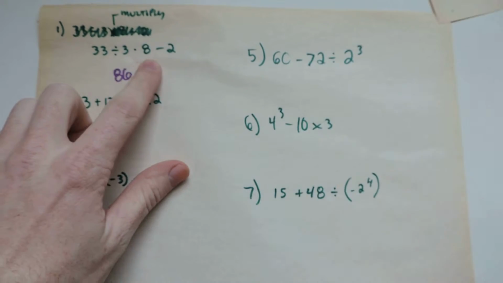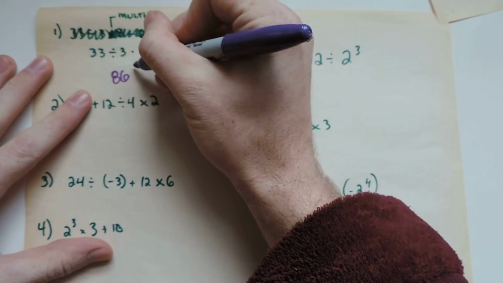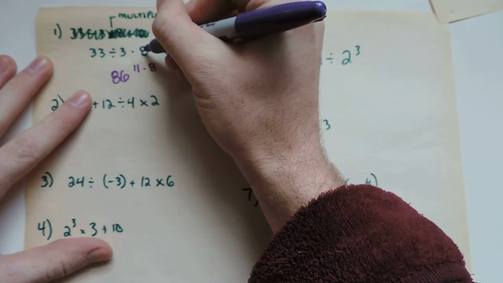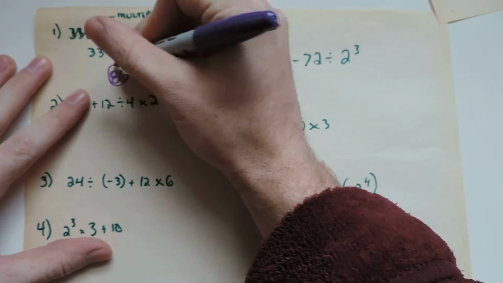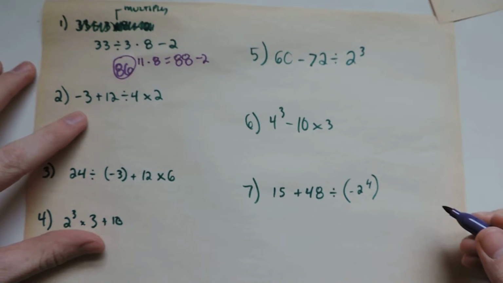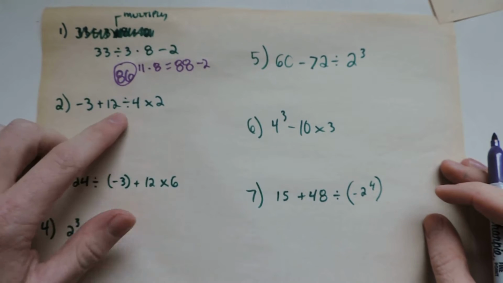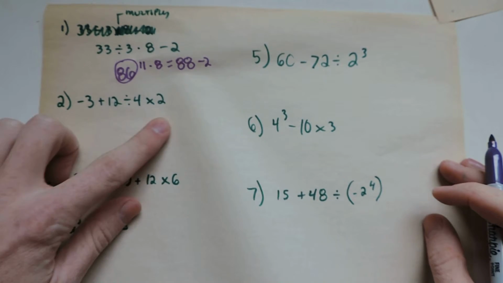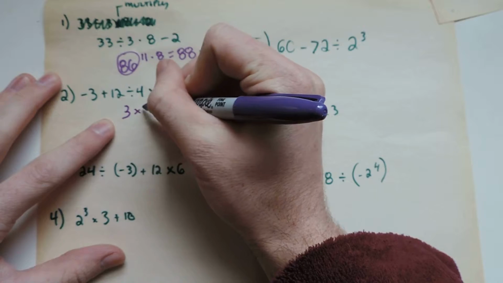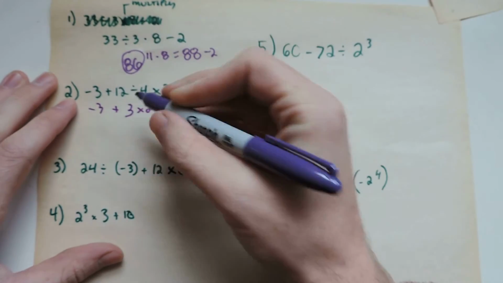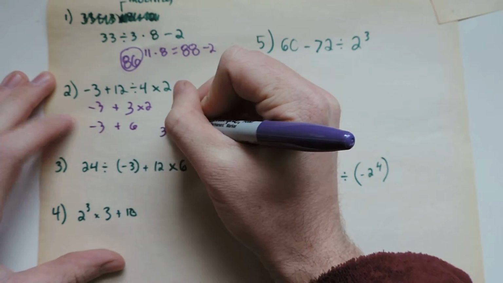Great question. We're going left to right, so by convention, we're going to do 33 divided by 3, which is 11. Then we're going to do times 8, which is 88, and then minus 2, which is 86. Okay, number 2: negative 3 plus 12 divided by 4 times 2. First we do the division, then the multiplication. We get 3 times 2 plus negative 3. Then 6 plus negative 3, and that's going to get us 3.